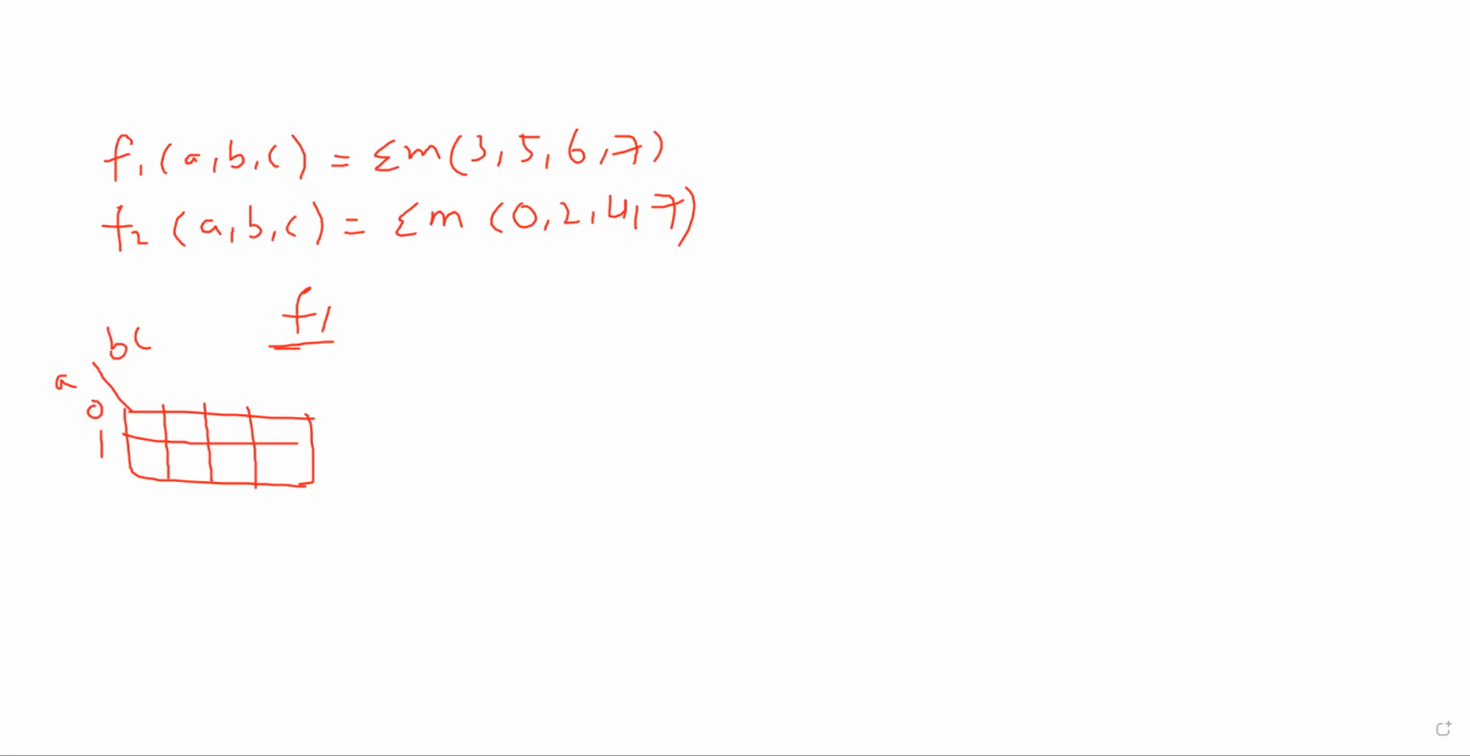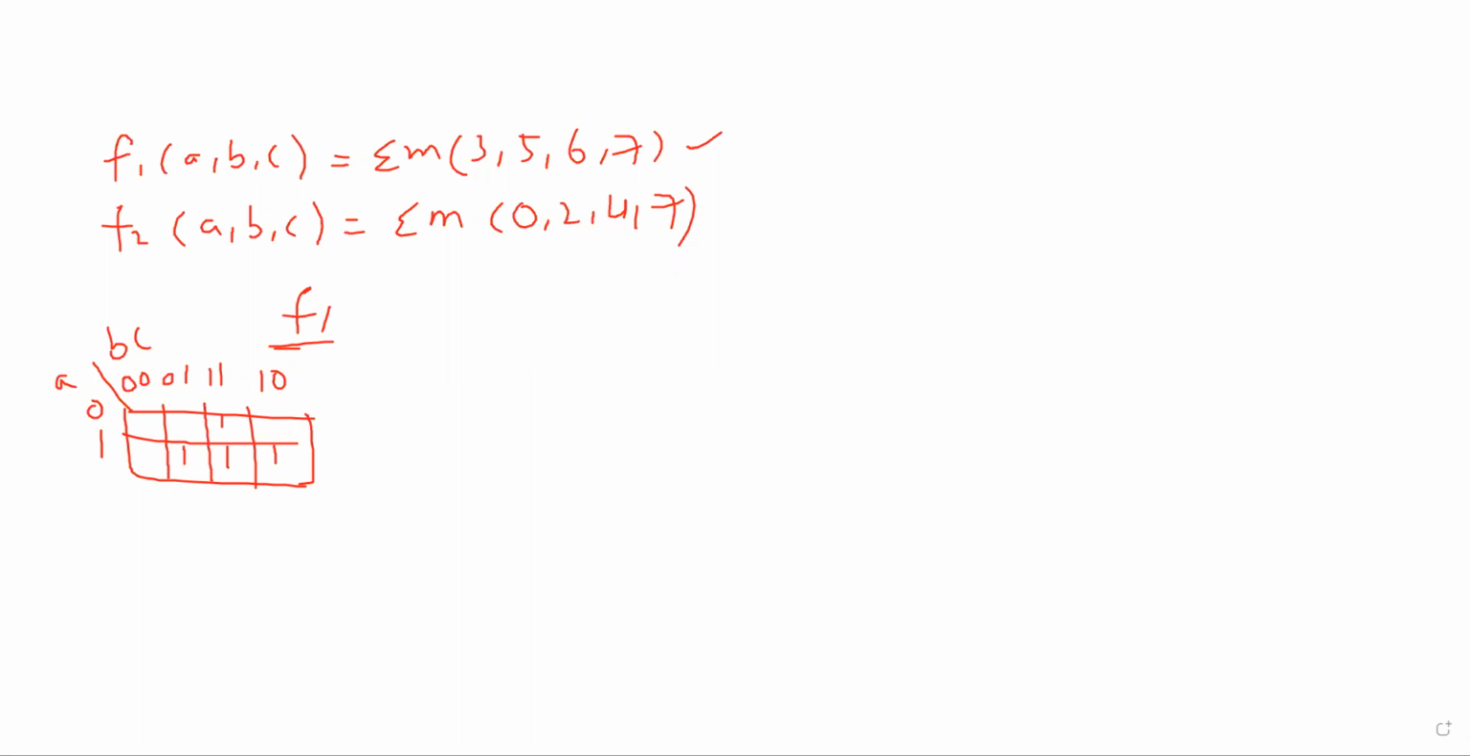Now the columns will be 0 0, 0 1, 1 1, 1 0. Now we have to plot for f1 the positions 3, 5, 6, 7. This is 0, 1, this is 2, this is 3. This is the third position. After that, 5, this is the fifth position, this is the sixth position, and this is the seventh position. Is it clear?